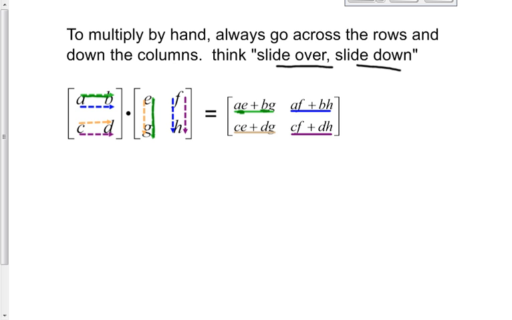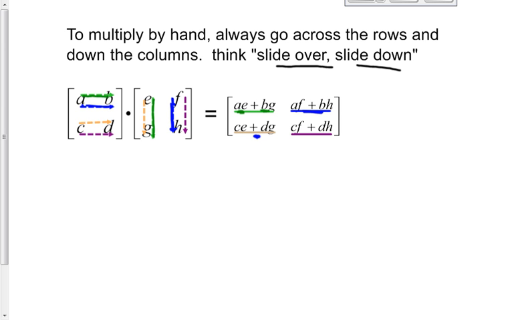Then we have to go over to the second position. The second position is highlighted in blue. So we're still in the first row, but now we're going to multiply by the second column, which has the F and the H numbers. So the first position is A times F, plus, slide over, slide down, B times H. Add those two together, there's your second position. The third entry will go right here.